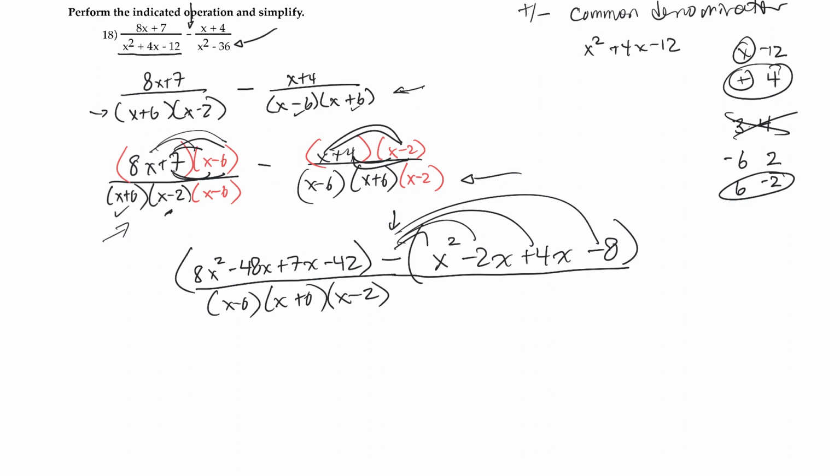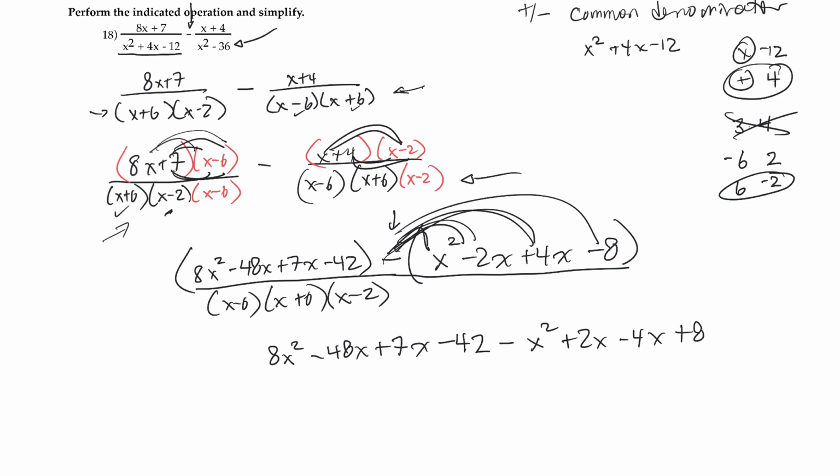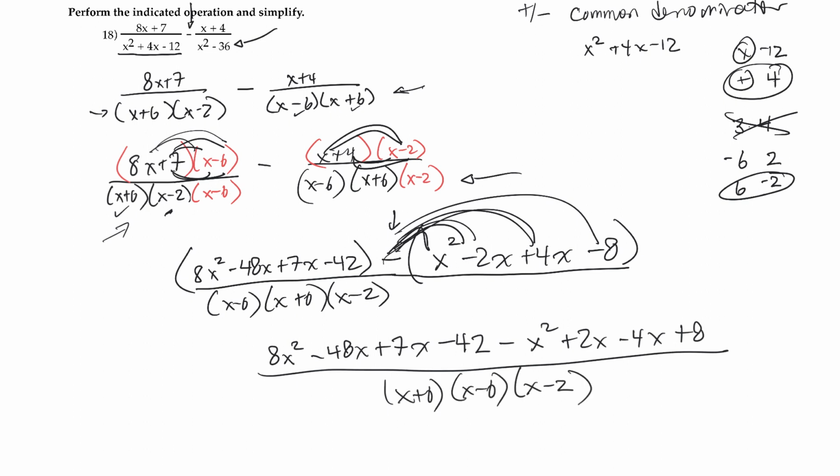So let me rewrite it again. So I have 8x squared minus 48x plus 7x. Well, I guess I could have collected those. Minus 42, and now let's apply that minus. So it'll be minus x squared. This will change to a positive 2x, and a negative 4x, and a positive 8, all over (x plus 6)(x minus 6)(x minus 2).